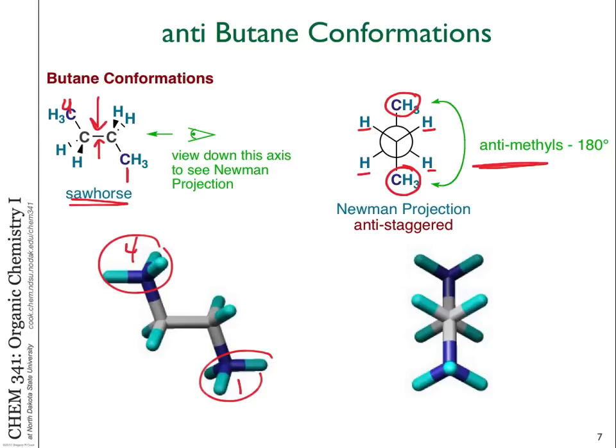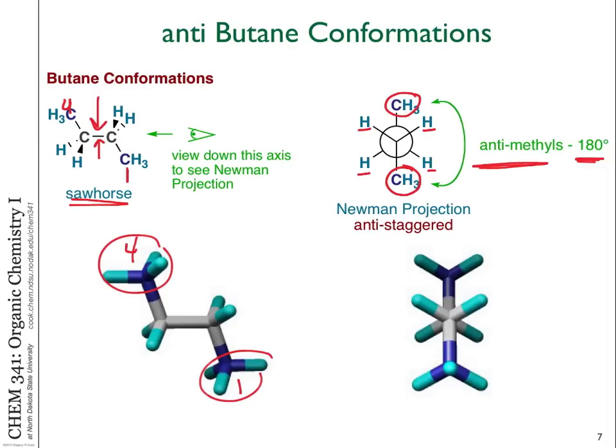When the two large groups are as far apart as possible in the staggered conformation, we would expect this to be the lowest amount of energy for both torsional strain and the steric strain. And we refer to this as the anti-conformation because those groups are 180 degrees apart. Okay, those are anti or opposite to each other.